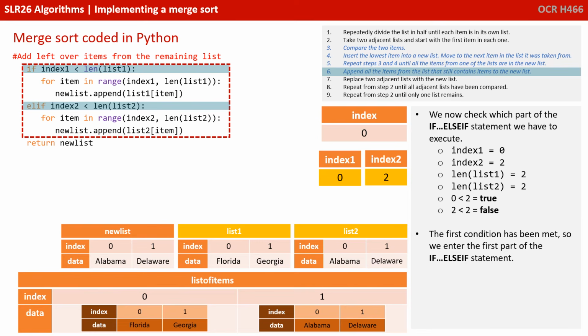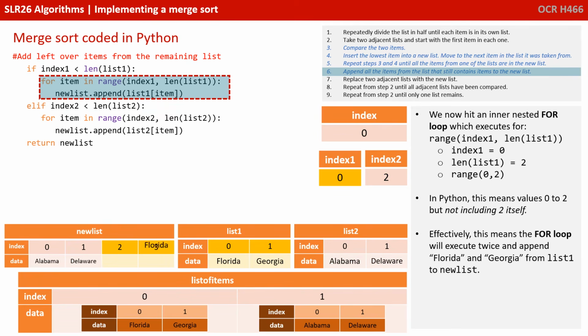We now check which part of the next if-else statement we have to execute. We've got 0 is less than 2 equals true and 2 is less than 2 equals false. So it's the first condition which has been met, so we enter the first part of the statement.